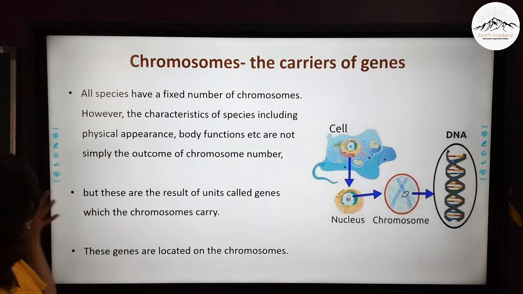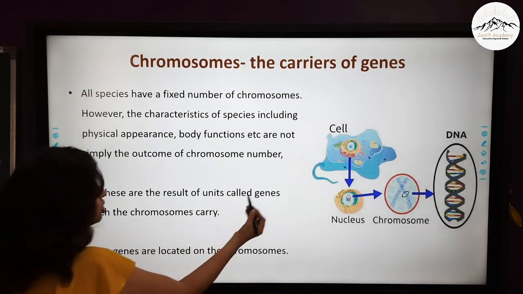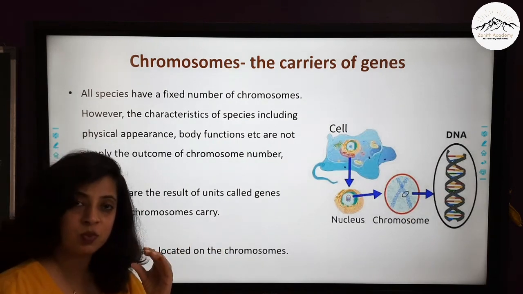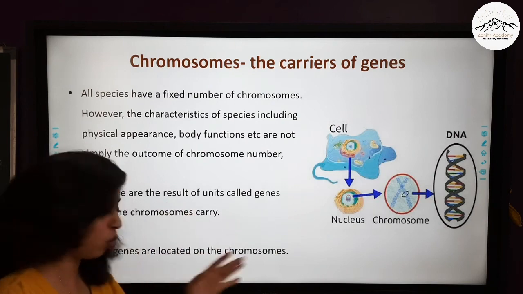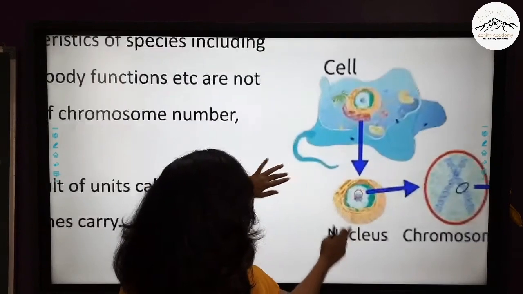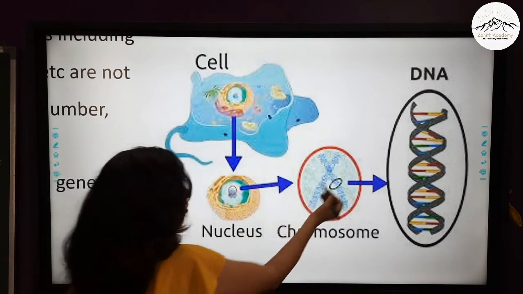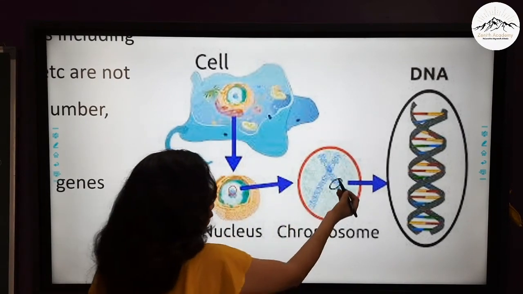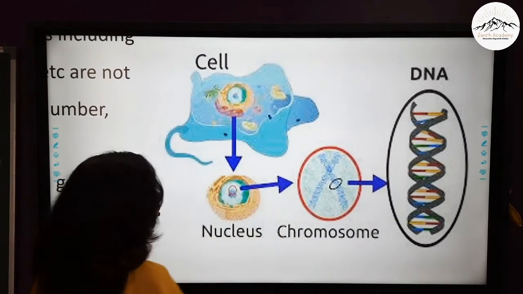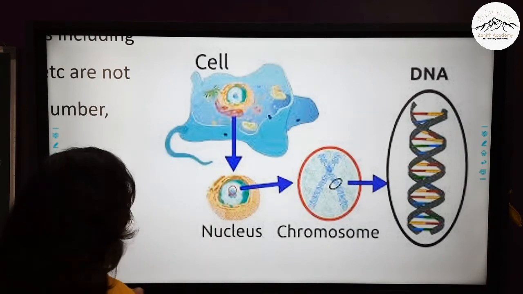The body characters, physical appearance, our behavior, all are the result of units called genes, which the chromosomes carry. There is a small unit known as genes, which is present where? In the chromosome. And these genes are located on the chromosome. So if you see here, in the cell there is a nucleus, and in the nucleus, can you see this chromosome? And the smallest unit of this is a gene which is there in the DNA. So that gene determines what characters we will have. We'll talk about this in detail.